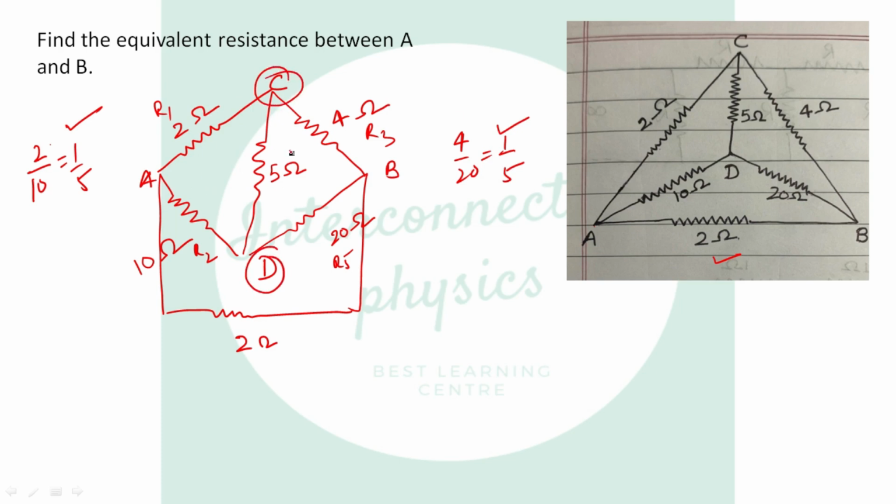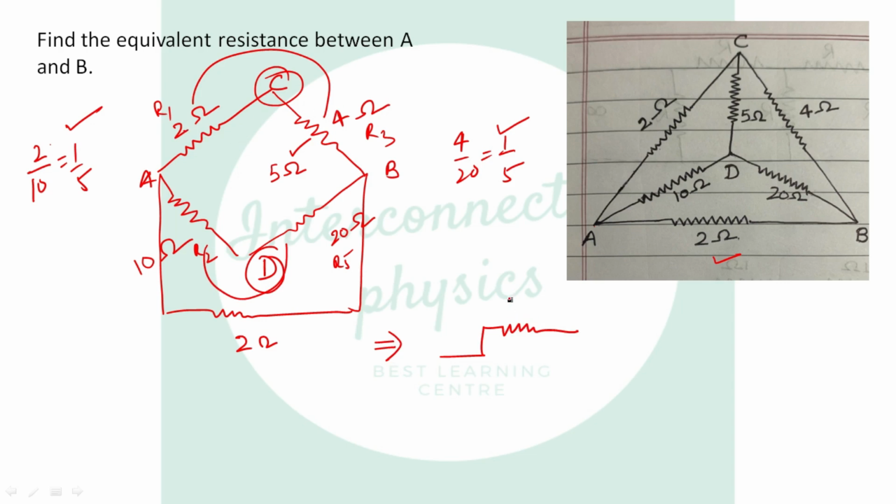So we can remove this 5 ohm resistor because this is a false connection and no current is flowing through the 5 ohm. So we can remove this. Let us remove this. Okay. So we have removed it. Now these two are in series. These two are in series. So let us draw the equivalent diagram.